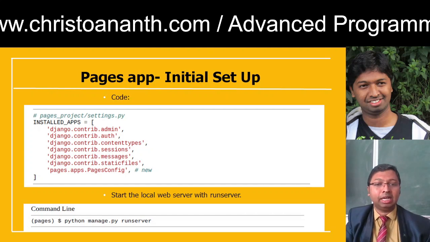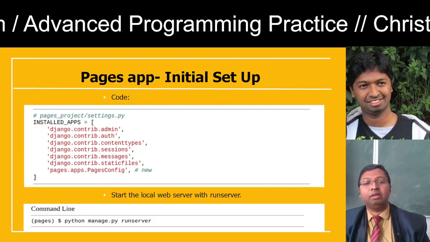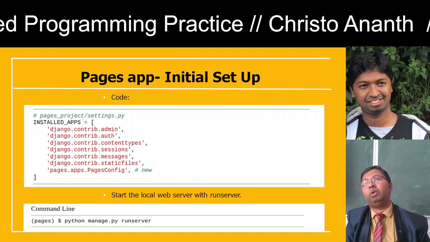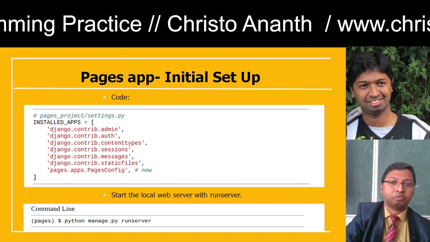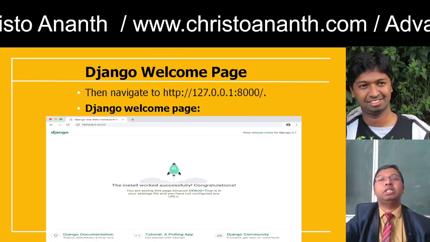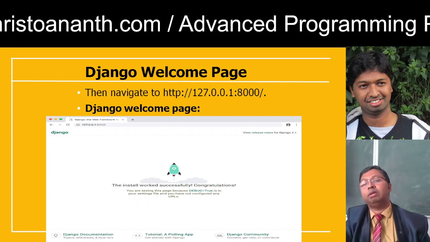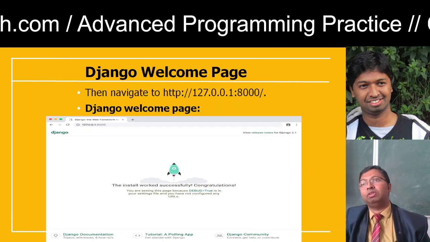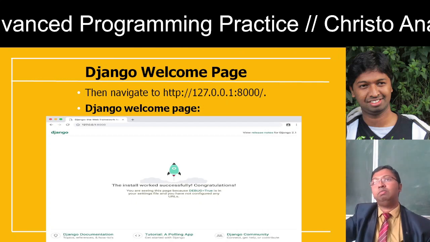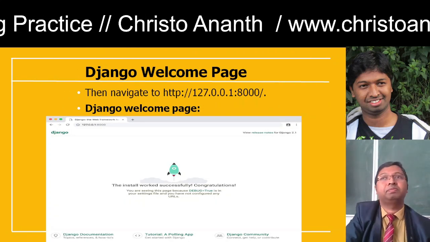Okay, and in the command line you start the local web server. So within the pages app you have $ python manage.py runserver. So maybe in the front end, if you check 127.0.0.1:8000, you will have the Django welcome page. The installation worked successfully. Congratulations. So if you are getting this message, which means whatever we worked on is good.